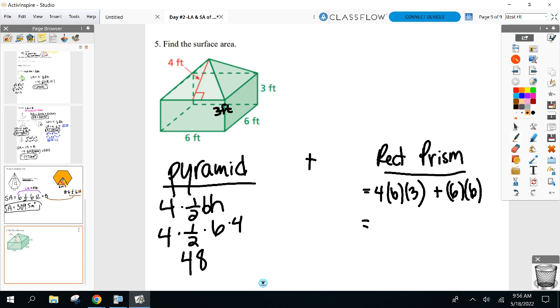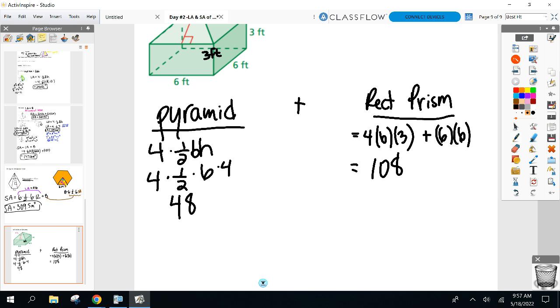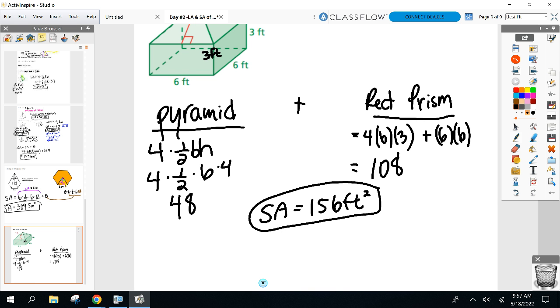I have no idea what this is. I'm not even going to guess. 24 and 3. Give you 240. No, not even close. Let me try 18 and 12 and 6. I can do that. 72. 36. 108? Yeah. Add those together. 156 square feet. Cannot count what's covered up.